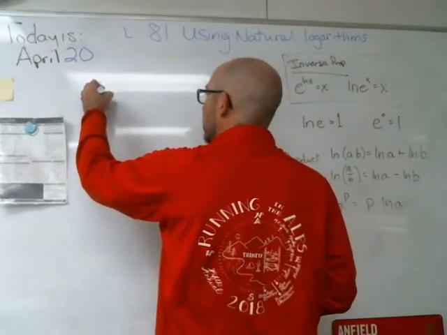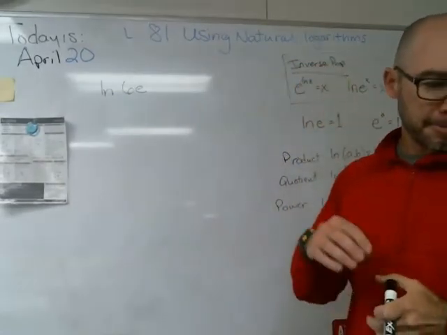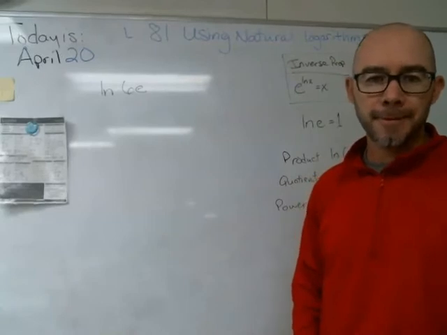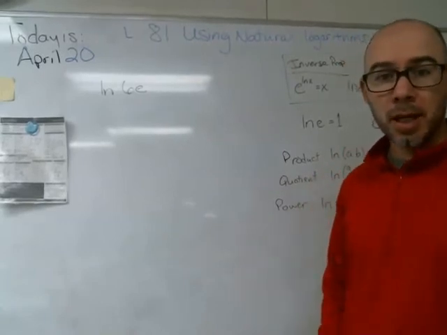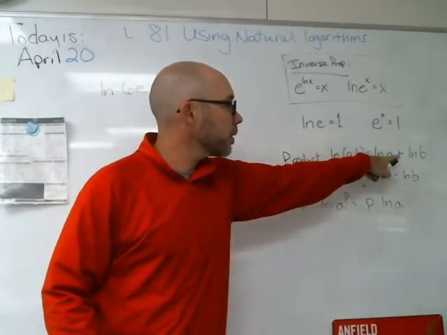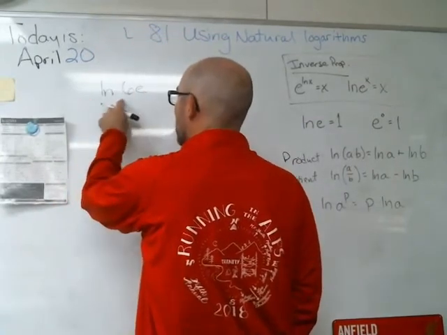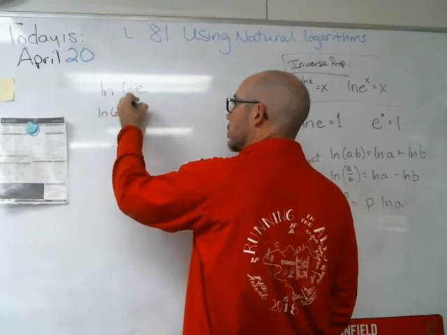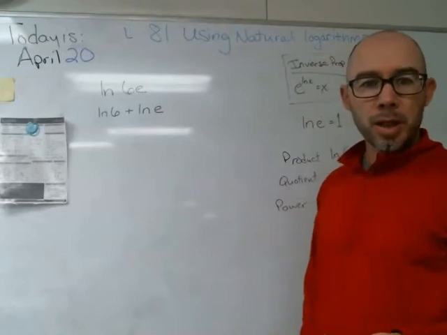Okay, so here's the first one. What can we do with that, right? Natural log of 6 times e. Well, 6 times e is a product, is it not? And the product rule here says we've got 2 factors. We can split those factors apart, right? Our 6 times e, well, it's hard, but I can do the natural log of 6 plus the natural log of e. And we already know what the natural log of e is.